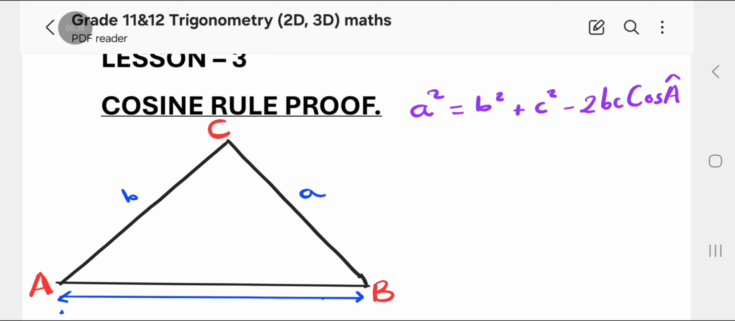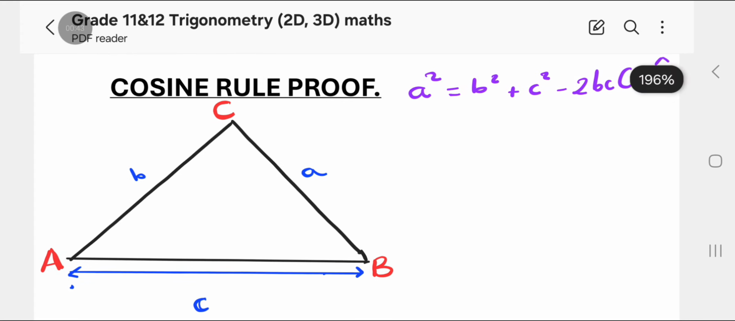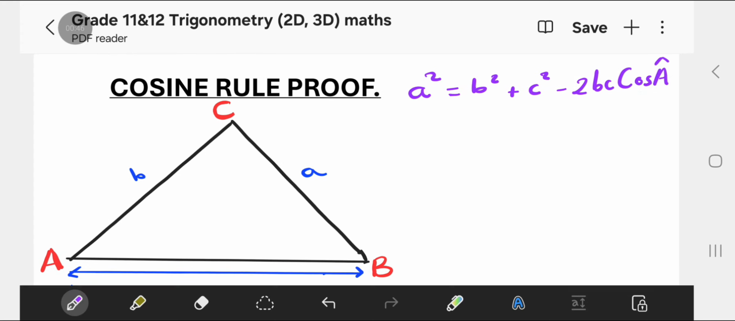So obviously, before proving, we have to construct. So let's see how everything goes. So this is what we're trying to prove right there. So we're trying to prove that this side squared is equal to this side b squared plus this side c squared minus 2, these two sides being multiplied, and then cos of this angle A, right?